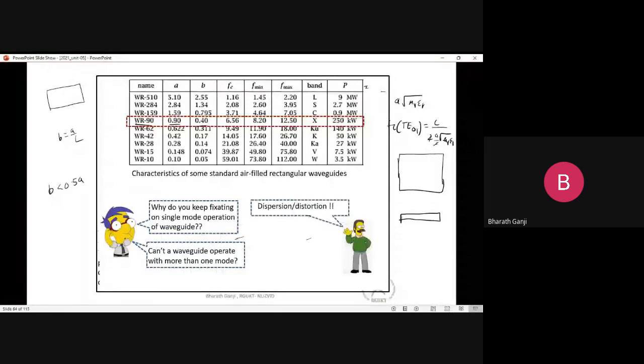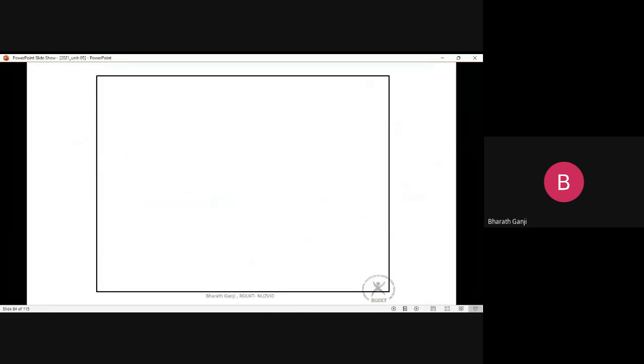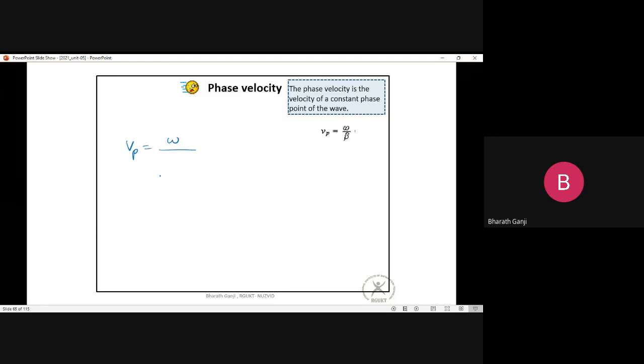If you have more than 1 mode propagating inside your waveguide, then there is an issue of dispersion or distortion. Okay, so distortion comes from the phase velocity, right? You know the expression for phase velocity of a wave is nothing but omega divided by beta. So in our case, for a wave, beta is nothing but square root of k square minus kc square.